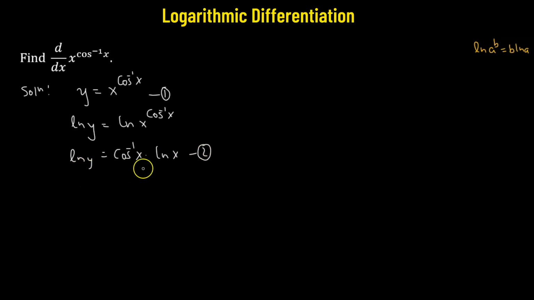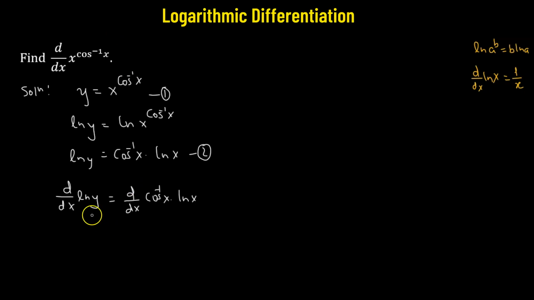We're going to take the derivative on both sides of equation 2 with respect to x. So we have the derivative with respect to x of natural log of y equals the derivative with respect to x of cosine inverse of x multiplied by natural log of x. Now we know that the derivative of the natural log of x with respect to x is given by 1 over x. Here in our case we have log of y, so we'll get 1 over y. But since we have a y here instead of an x, we'll use the chain rule and multiply it by the derivative of y with respect to x. On the right we have a product of two functions, cosine inverse of x and log of x.